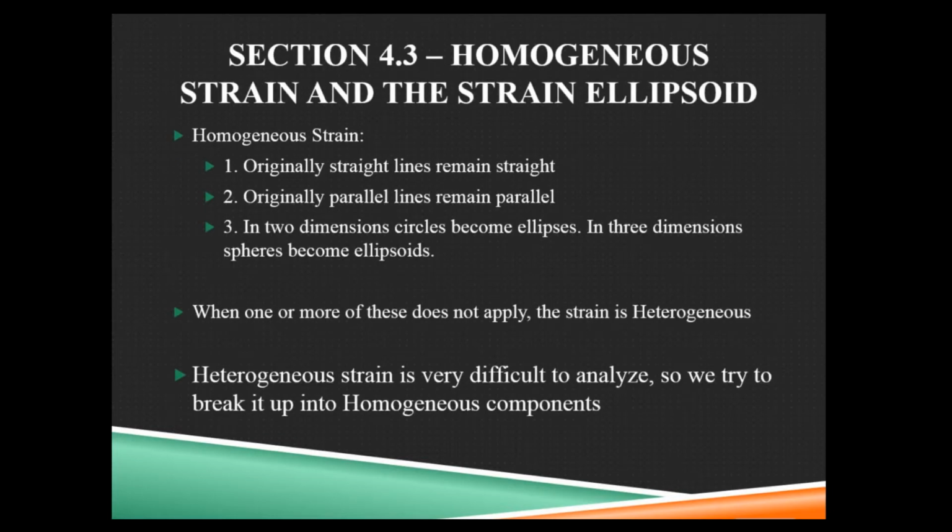Now, strain can be homogeneous, equal throughout. This means that originally straight lines are going to stay straight. Originally parallel lines are going to remain parallel. For example, if you look at something in 2 dimensions, because you have a cross section or a cross cut of your rocks, a circle ends up being an ellipse. In 3 dimensions, a sphere becomes an ellipsoid. I'll show some images coming up here.